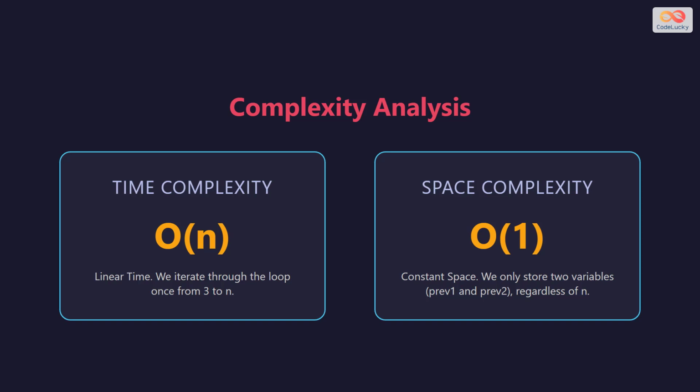This solution is very efficient. The time complexity is big O of n because we loop through the steps once. The space complexity is big O of 1 because we only use a few variables to store the previous counts, regardless of how high the stairs go.